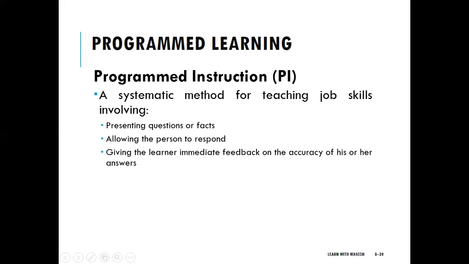Programmed learning is another tool. It is a systematic method for teaching job skills. Whether the medium is a textbook, PC, or the internet, programmed learning or programmed instruction is a step-by-step, self-learning method that consists of three basic parts. The first one is presenting questions, facts, or problems to the learner. The second is allowing the person to respond. And the third is providing feedback on the accuracy of answers with instructions on what to do next.